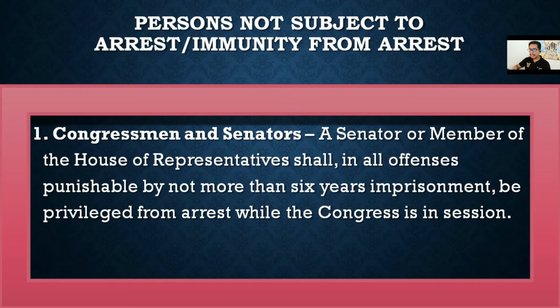Number one, the offense should not be more than 6 years. Number two, the Congress or the Senate should be in session. So it should meet the two qualifications. If the offense is more than 6 years and the Congress is still in session, the person might be arrested. Or if the penalty is below 6 years, but the Congress is not in session, that congressman or congresswoman can still be arrested.